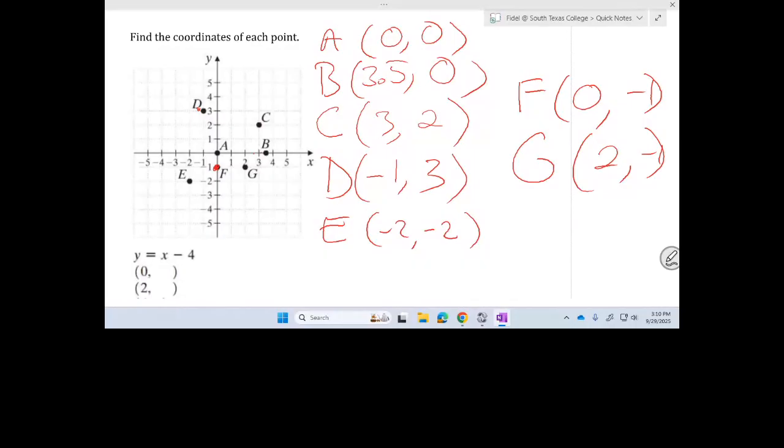All right. So the idea here is if you can plot points, or if you're given a point, can you find the coordinate? Then you're pretty good at plotting points. Okay. Just want to make sure we know how to go back and forth and so on and so forth.